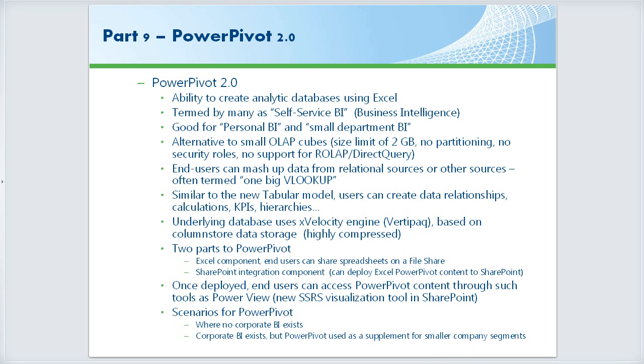We create relationships in much the same way. We can create calculations and KPIs and even hierarchies in much the same way. Now, PowerPivot uses the xVelocity engine, formerly known as VertiPaq, under the hood. So it's able to take sources of data and compress them in a PowerPivot database under the hood in Excel.